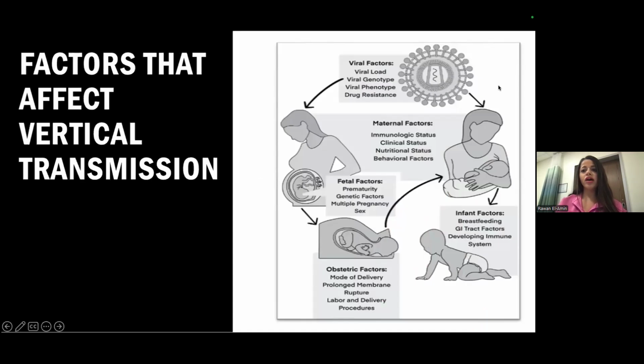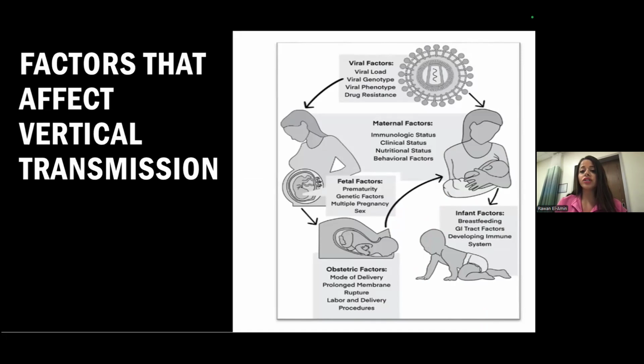So what are the risk factors that affect vertical transmission? Well, the viral factors, for example, the viral load. Does that virus have any drug resistance? Maternal factors: the immunological status of mom and behavioral factors. Is she high risk for acquiring more viruses or more infections throughout her pregnancy?